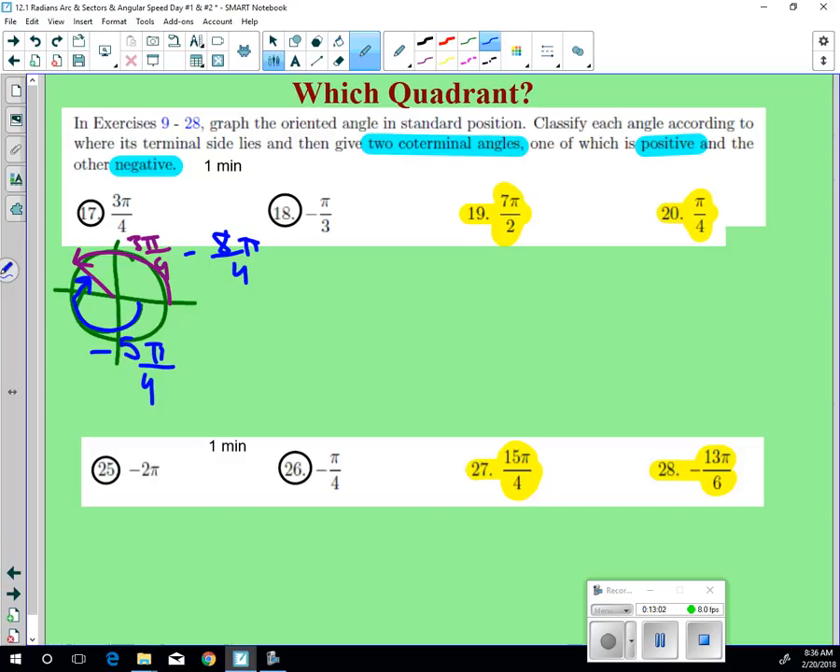It says here, classify each, where a terminal, then give 2 coterminal angles. One's positive and one's negative. Okay, so we got the negative one. Add 8 pi over 4. That'll give me 11 pi over 4. So here's your theta, and the other one will be 11 pi over 4. So now we have one positive and one negative. You do that for 18. Find a positive and a negative for this one.